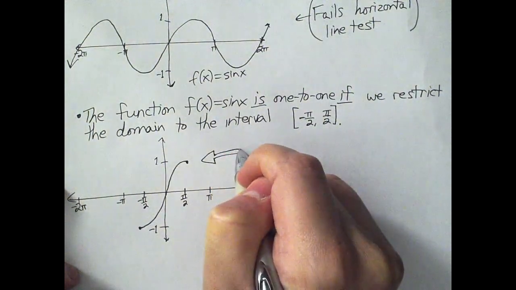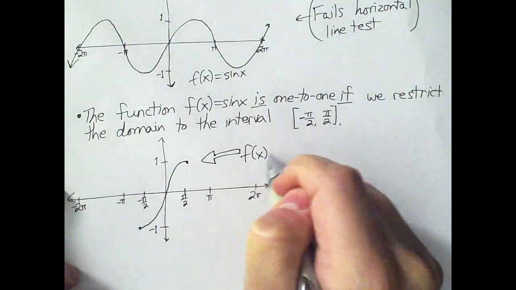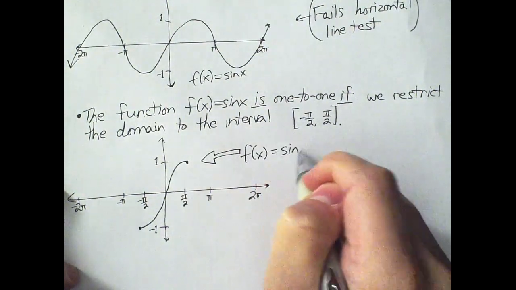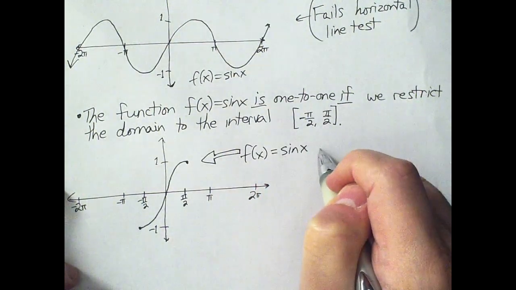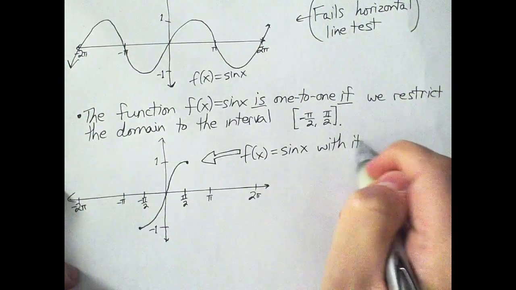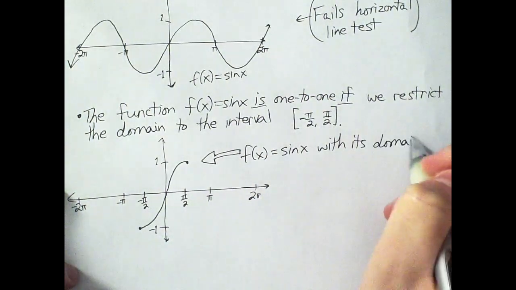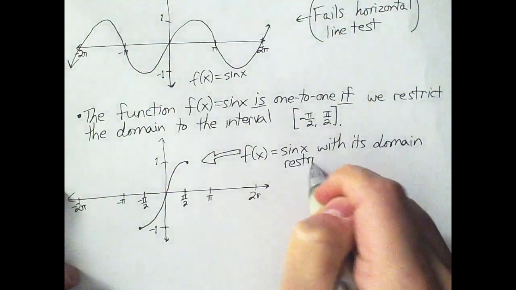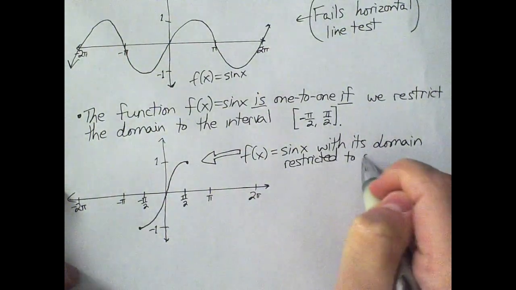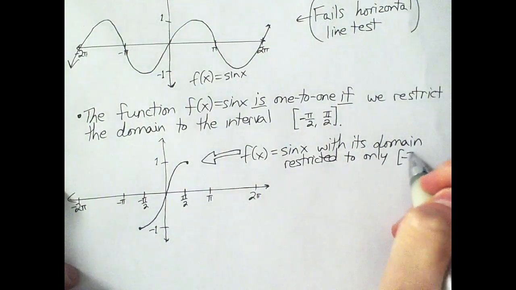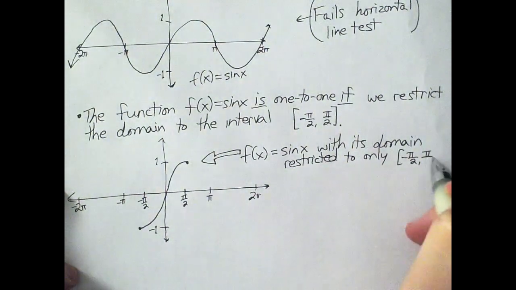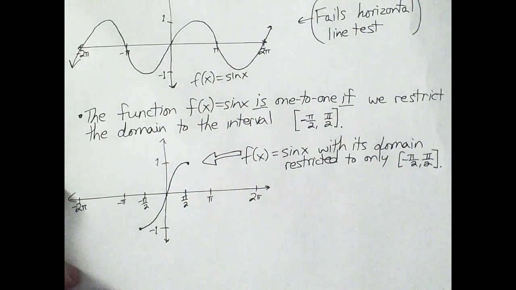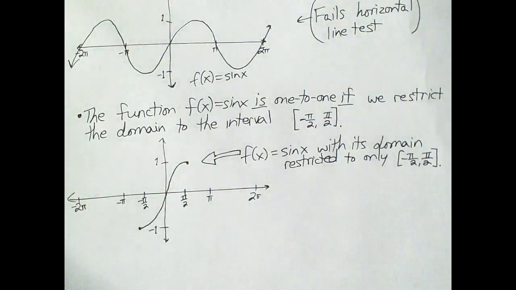So this is f of x equals sine x with its domain restricted to only be part of the usual domain. And you might say, are we allowed to do that? Are we allowed to just take a function and make the domain smaller? I thought that the domain of sine x was all real numbers. And the answer is, we're allowed to do this.